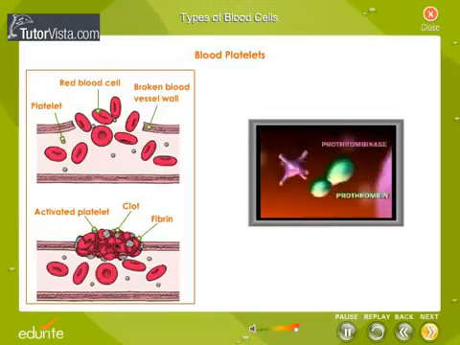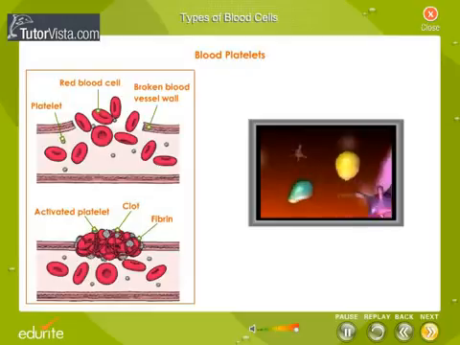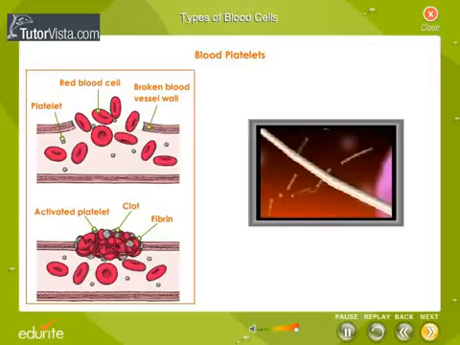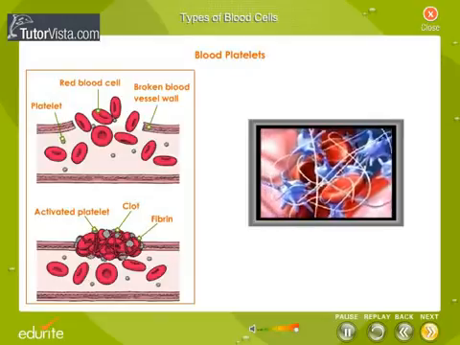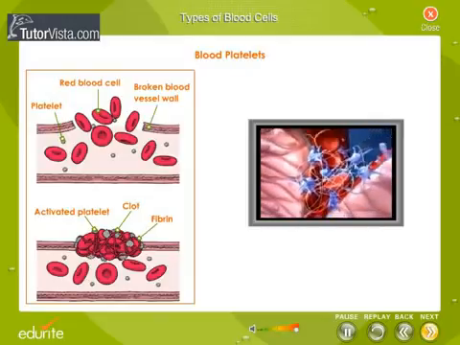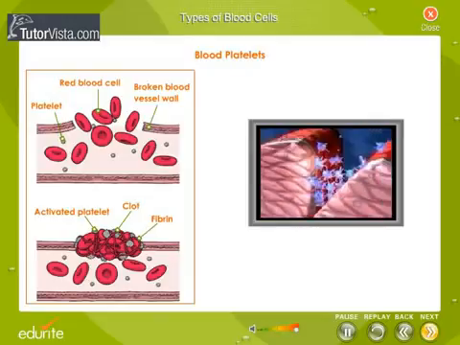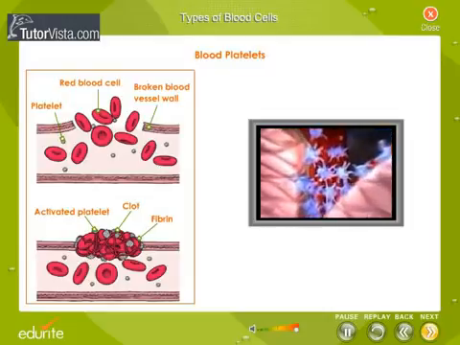Platelets are also involved in the secretion of certain proteins like fibrinogen into the blood plasma. In a complex series of reactions, fibrinogen is converted into fibrin, an insoluble protein that forms an intricate network of tiny threads called fibrils. Blood cells and plasma are tangled in the network of fibrils to form the clot.